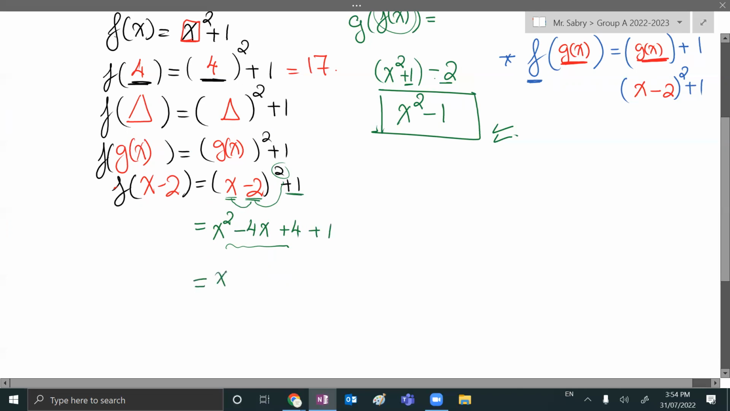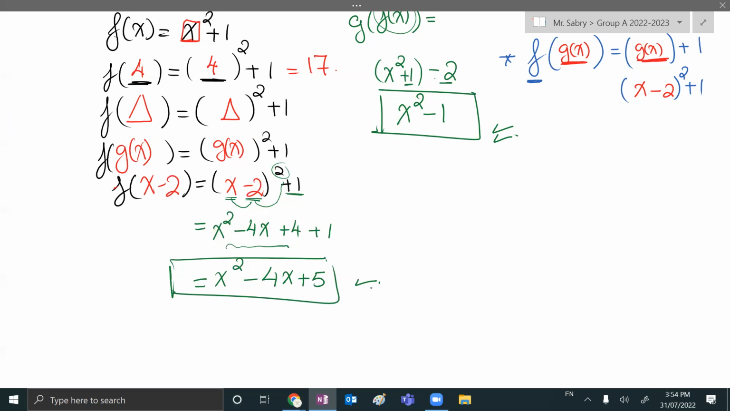Then I'll add the like terms فهيطلع لي x squared minus 4x plus 5. This is the final one. Makes sense? جماعة please quick replies.